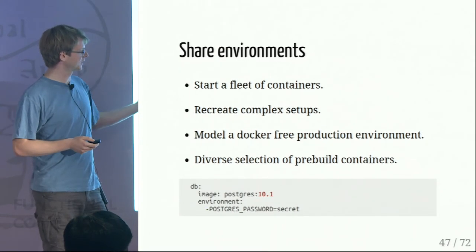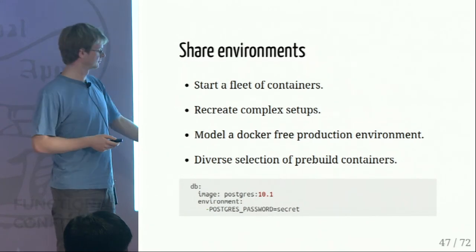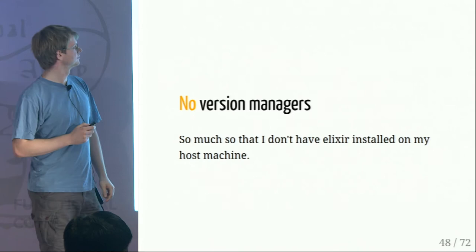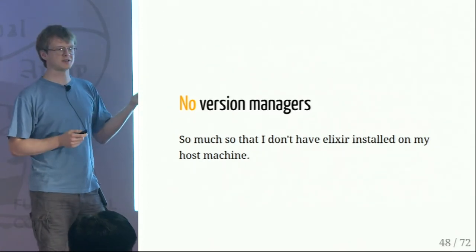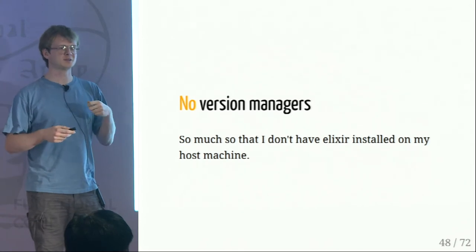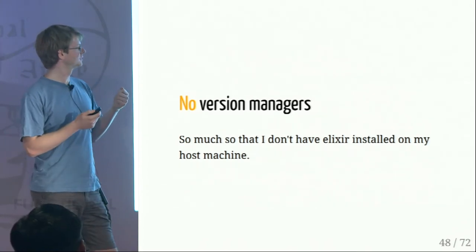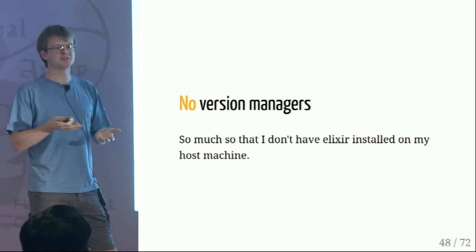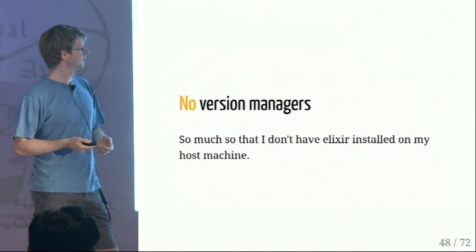And again, this diverse selection of pre-built containers. So adding a database is: find a database image, set some values, go, and you're done. No version managers. This is a point I really like. There's no managing whether I've got Elixir 1.2 or Elixir 6, because that's managed in Docker. Again, it's just a different image. So it's just part of a configuration layer you've already got.